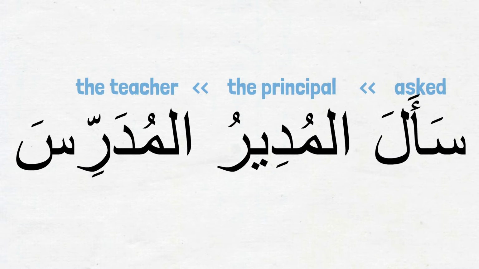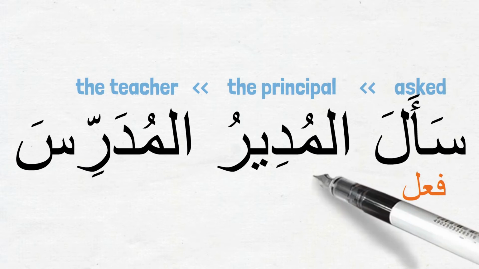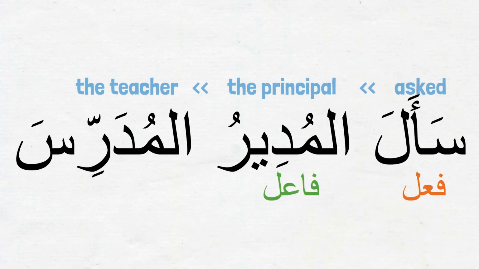سأل المدير المدرسة. Here سأل is the فعل. And what do you think its fa'il is? Who is doing the action? Or who's the one asking? It is the مرفوع اسم المدير, right? What about the مفعول به? Who is taking the action? Who is being asked? The مفعول به is the اسم منسوب المدرسة.